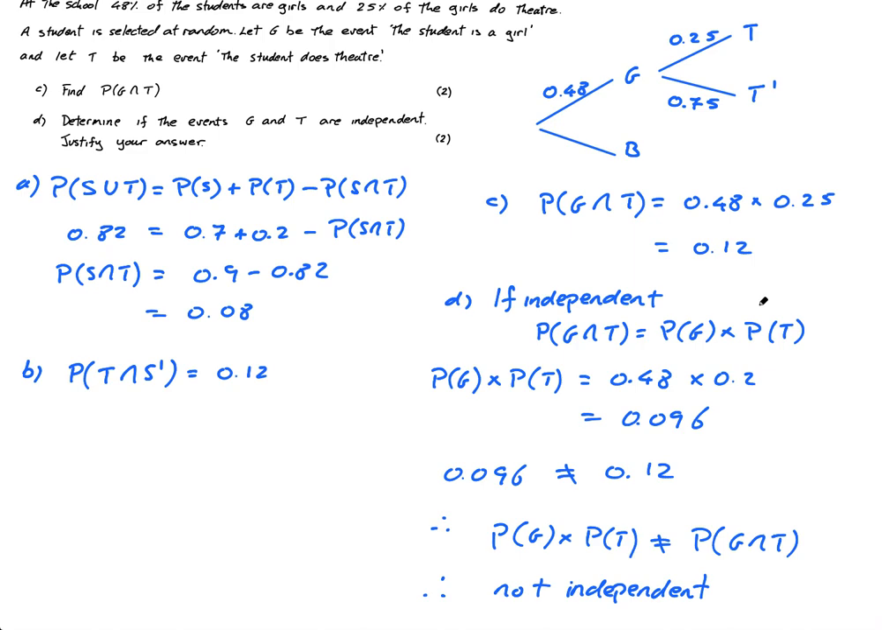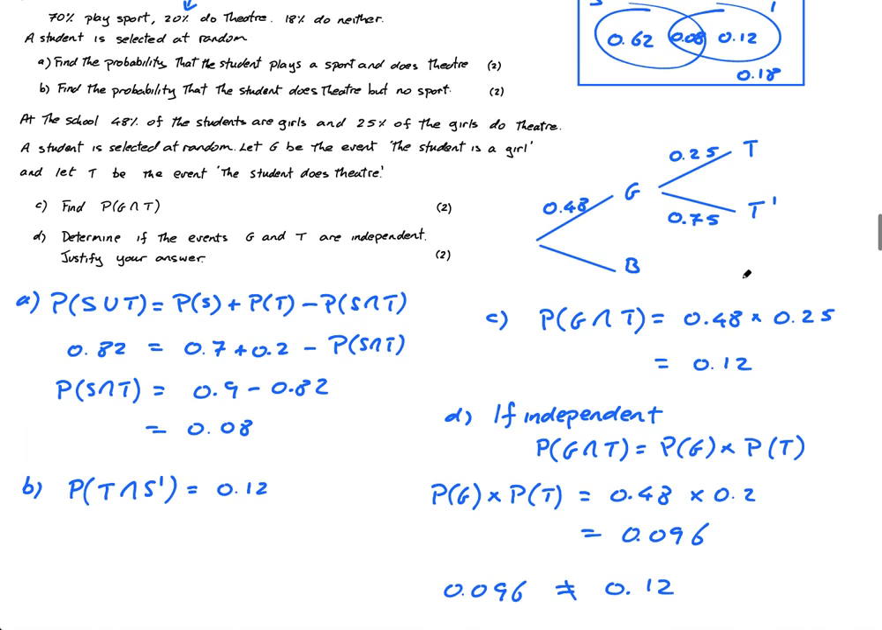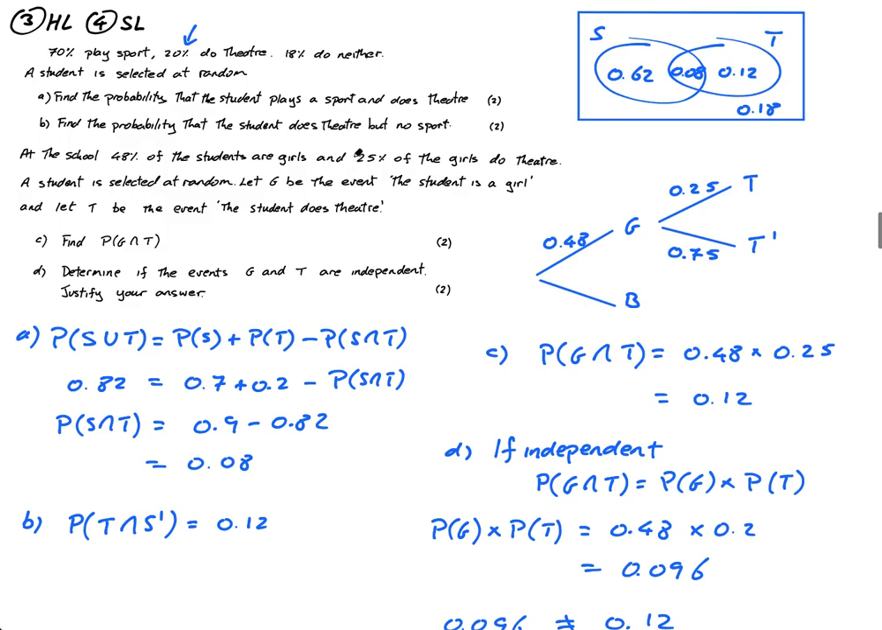Okay, hopefully that makes sense, guys. I think the main kind of tricky bit to note is that this 0.25 is not the probability that a student does theater. It's the probability that a girl does theater, which is why I drew the tree diagram.